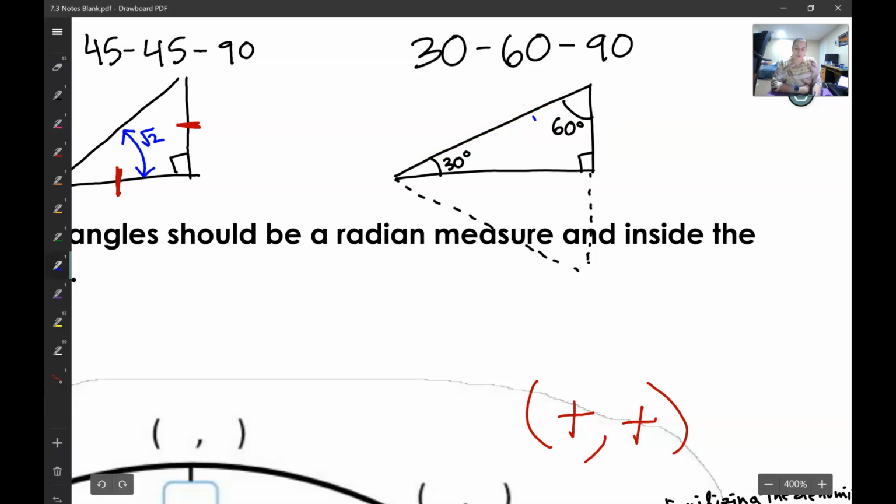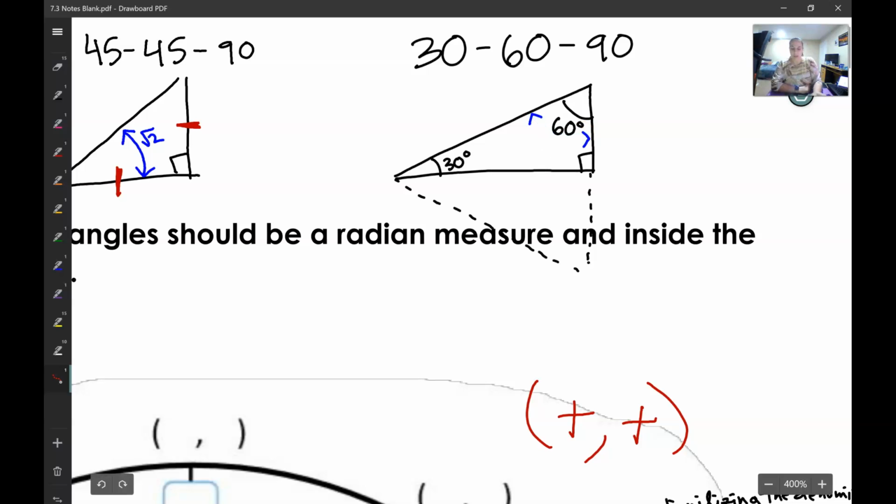So our first rule is the special number between these is 2. And then once again, if I'm getting bigger, so if I go this way, get bigger, I'm going to times by 2. If I get smaller, I'm going to divide by 2.